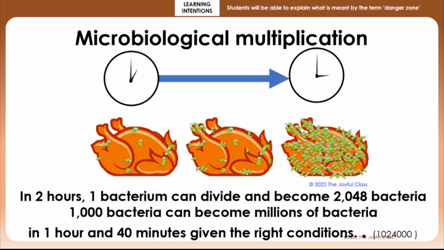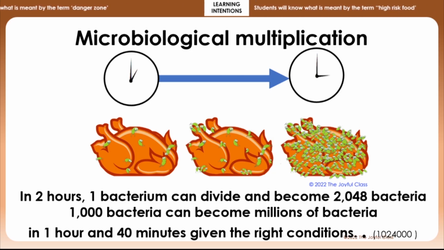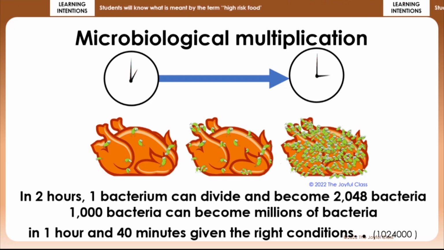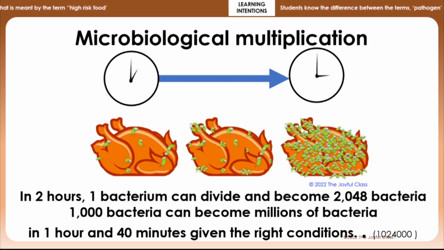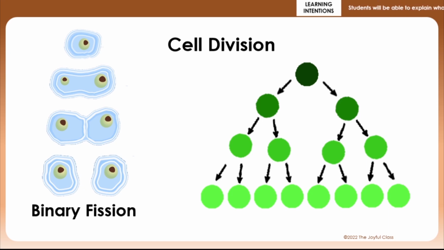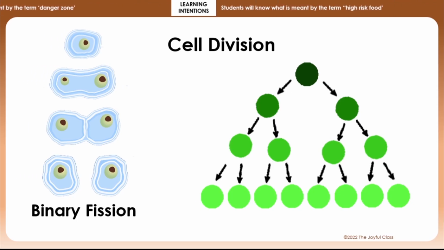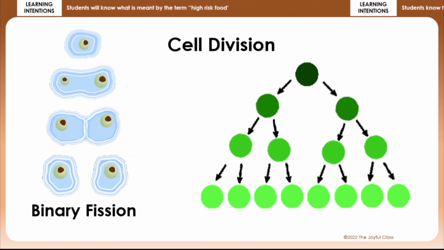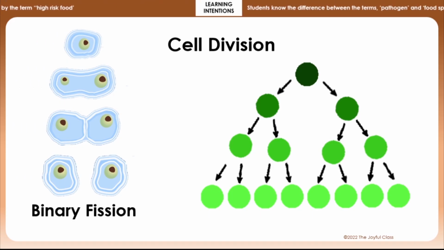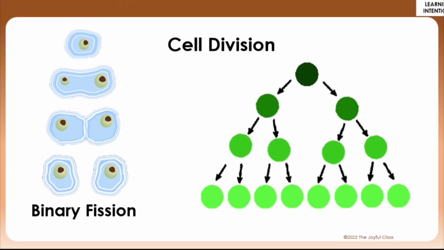In 2 hours, one bacterium can divide and become 2,048 bacteria. 1,000 bacteria can become millions of bacteria within 1 hour and 40 minutes, given the right conditions. Binary fission is the name for when the cells divide. So one cell becomes 2, 2 cells become 4, 4 cells become 8, 8 cells become 16, 16 cells become 32, and so on and so forth. They divide into 2 every 10 minutes.